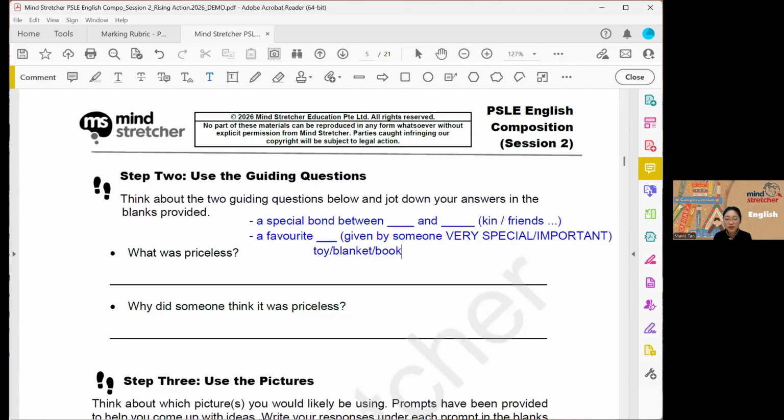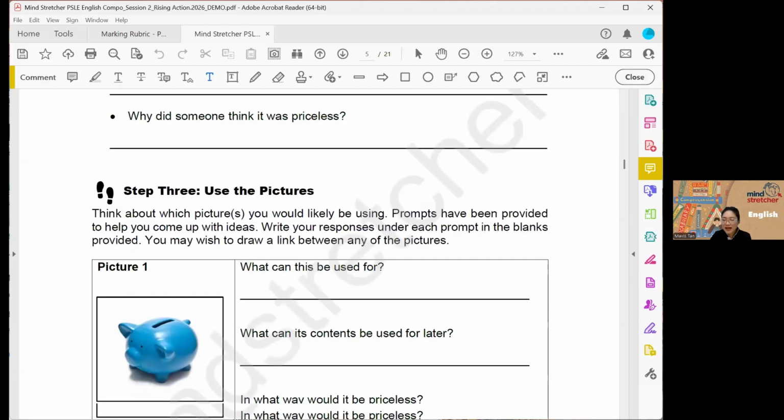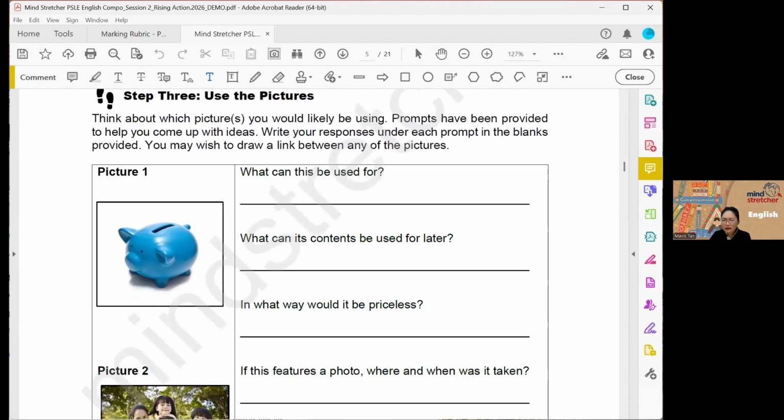Okay, if your parents have given you jewelry like a bracelet, a necklace, and they say this is for you, you can pass it on to your children next time. So there's like an heirloom already. Okay, so endless possibilities. Why did someone think it was precious? Because it's given by someone important, and so on. Their love, exactly.